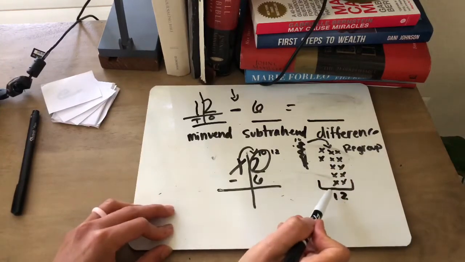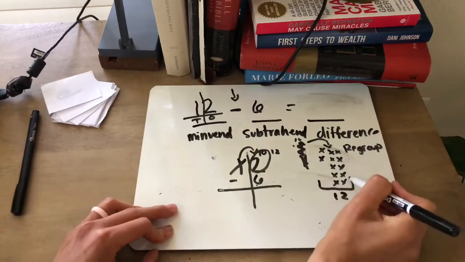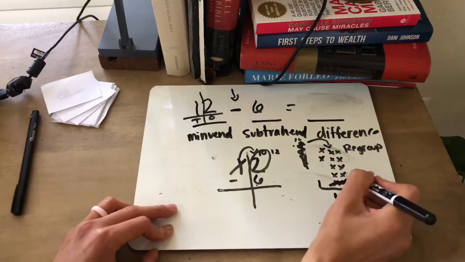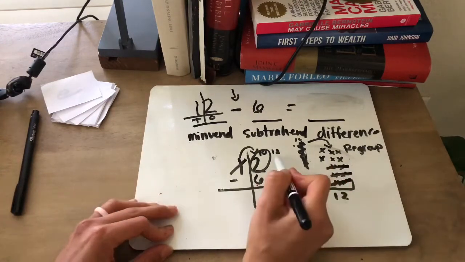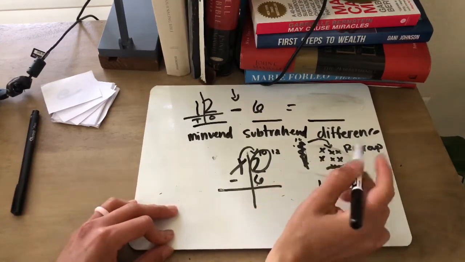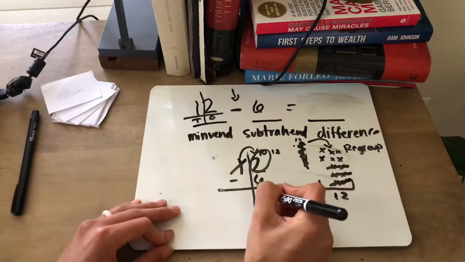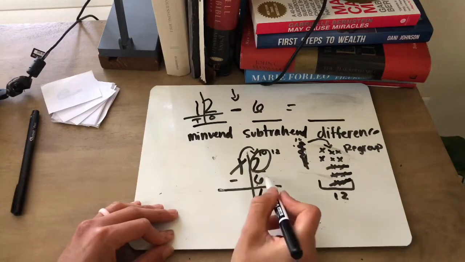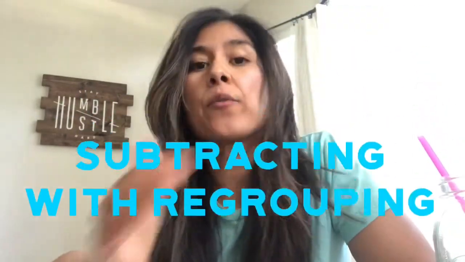Now from these 12 ones, can I take away 6? Let's see. 1, 2, 3, 4, 5, 6. Absolutely. So if I have 12 ones and I take away 6, I'm left with 6. So 12 minus 6 is 6. And there you have it, boys and girls. What you have just seen is subtracting with regrouping.